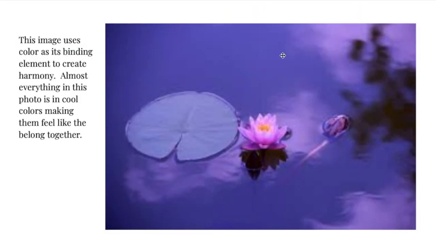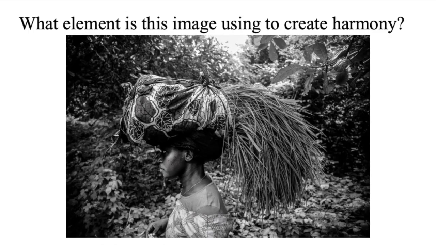Here is another one. This one's got mostly all cool colors. So you've got these purples and blues throughout the entire thing, making this sense of harmony or unity throughout all of it. If you look at this one, what it's using is this texture feeling throughout. You've got all this texture all over it. So while this is black and white, it's feeling like it's got this sense of unity because of the immense amount of texture throughout the entire project.